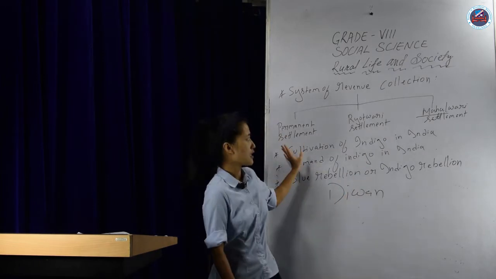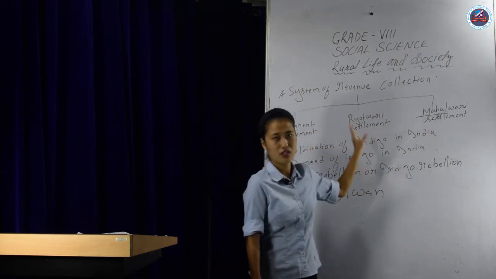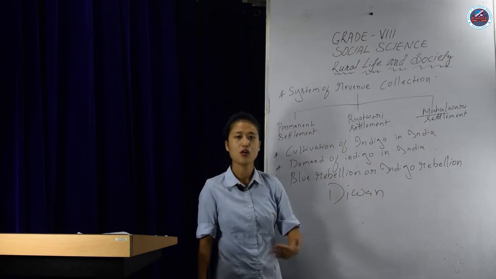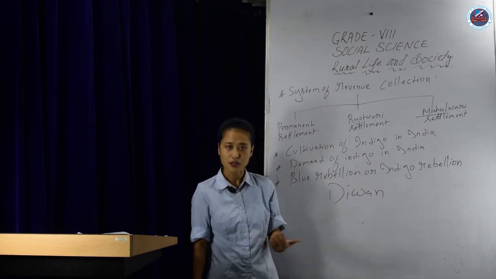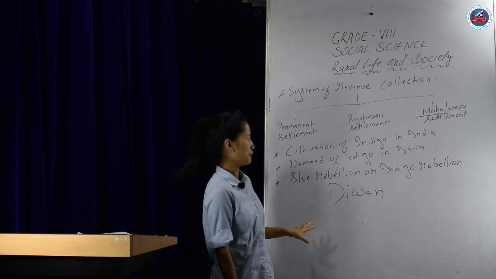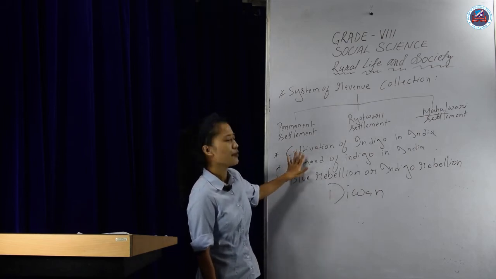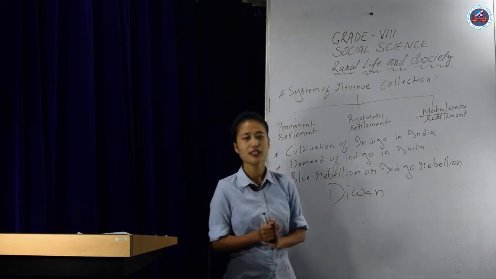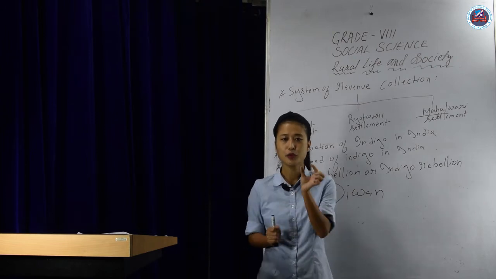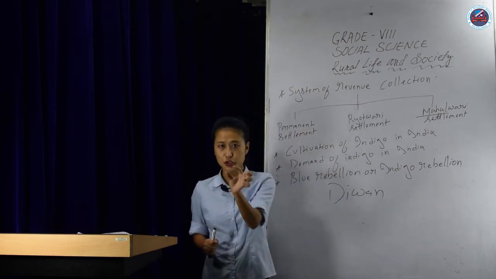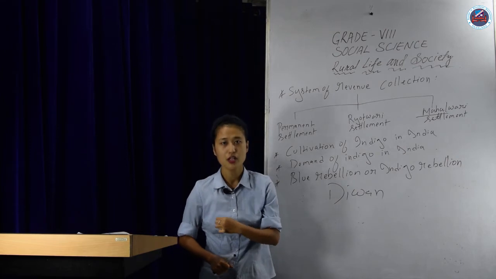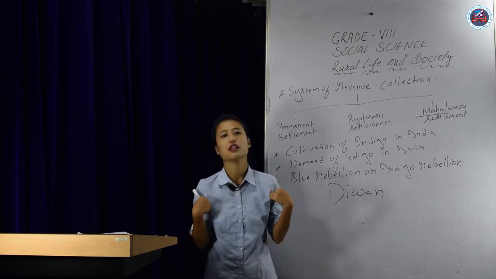After that only, this system of revenue collection was divided. And that's how the Britishers went on with their plans and objectives. Now, next, you might be wondering what is indigo, right? Indigo is a kind of blue colored plant that was used for dyeing our clothes.